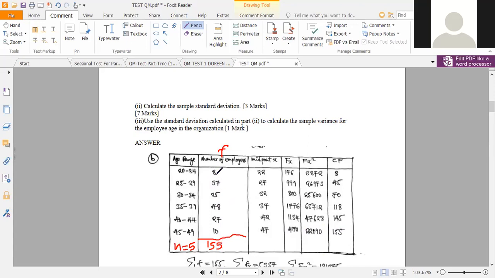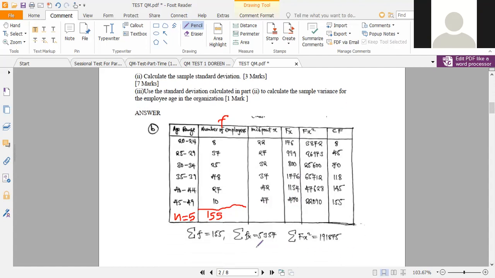Then F times X is called Fx. Multiply 8 times 22, we get this. 37 times 27, we get this figure. 25 times 32, we get this, until the last, 10 times 47, we get 470. The total is called the summation of Fx. So the summation of Fx is 5357.